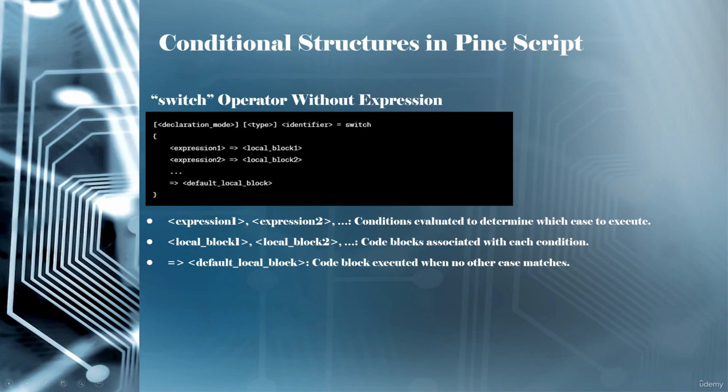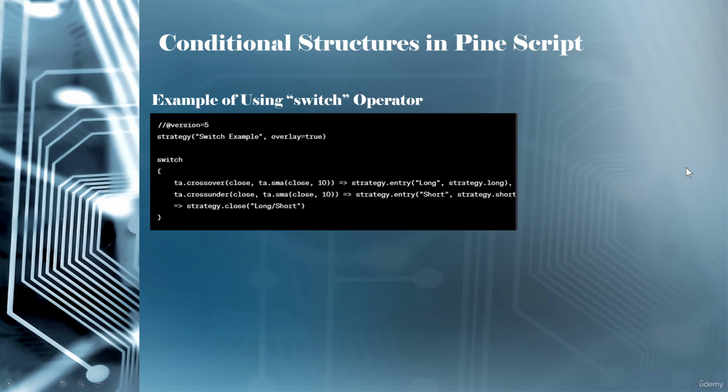Now let's review some examples of using the switch operator. In this example, the switch structure is used to determine whether to enter a long position or short position, or close an existing position based on crossover and cross-under conditions. So this is how it works. This is using the switch operator without any expressions.